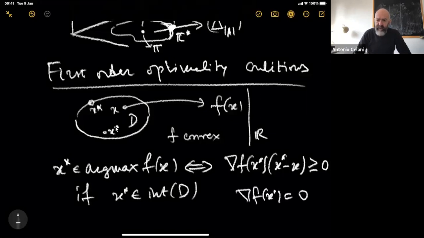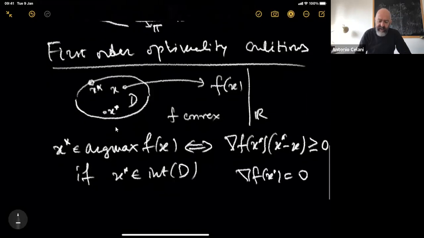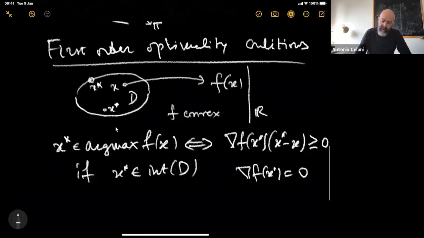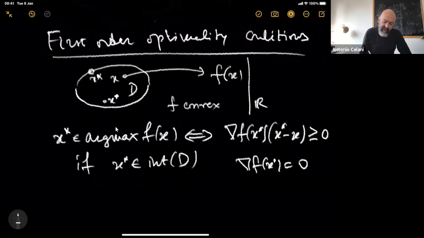Well, this inequality, I have also a larger-or-equal than 0. It comes from the fact that sometimes you may have a maximum on the boundary, and you want to account for that as well. So in that case, what is the geometric intuition?